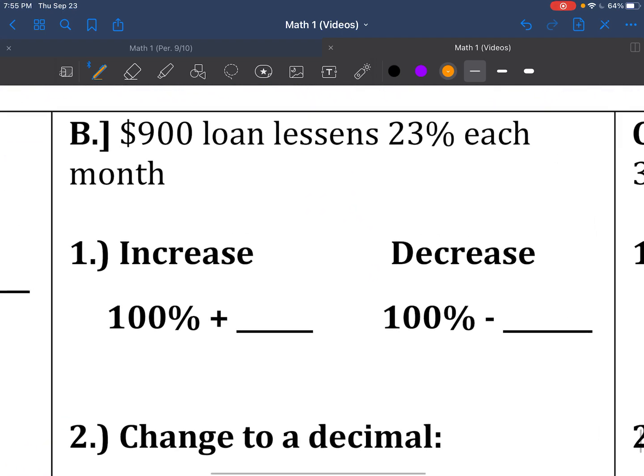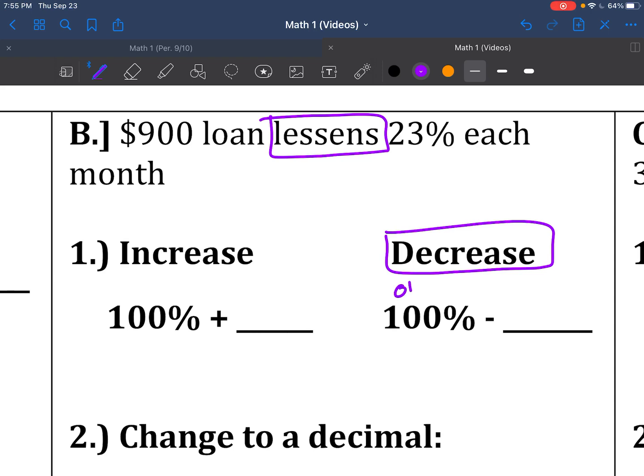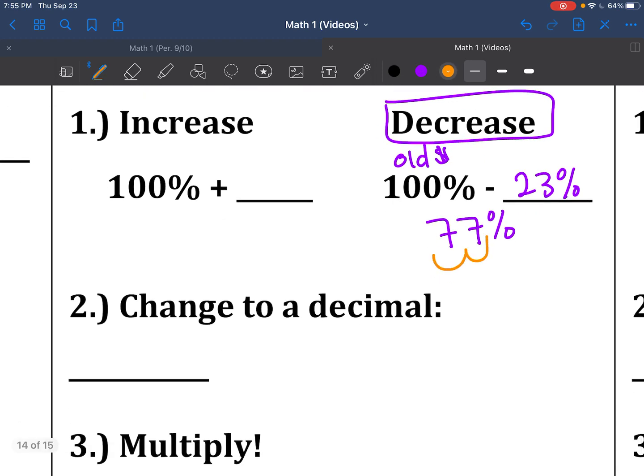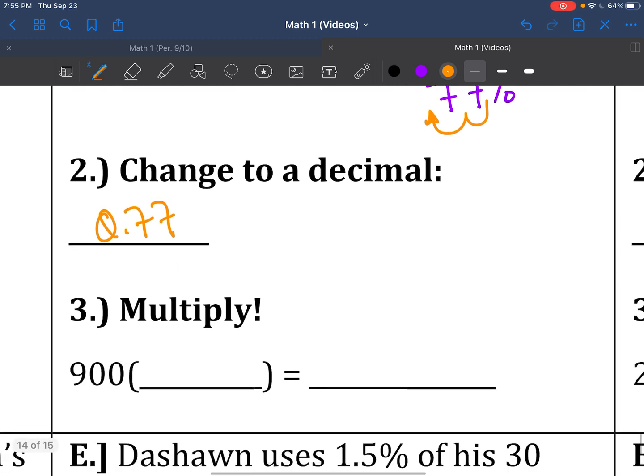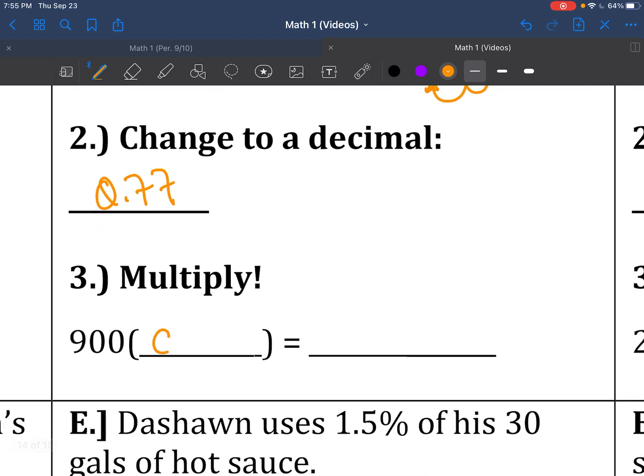So now, B, $900 loan lessens 23% each month. Lessen means decrease. So we're going to take 100% of our old money and subtract 23% off. Well, when I do that, right, this is something you use for when you go to the store. This gives me 77%. I'm going to change this 77% to a decimal, because that's how I can use that math. And that gives me 0.77.